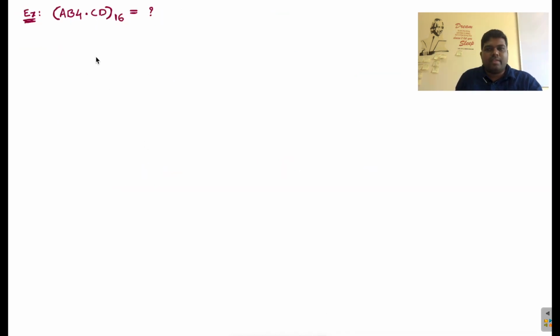Okay, this is our example, AB4.CD and base 16. So base 16 is nothing but what? That is hexadecimal number. Instead of this 16, they are providing capital H. Otherwise here I mention, or they will provide AB4.CD base H. Otherwise some textbooks they will refer like this, AB4.CD capital H. So like that also you can write. Okay, no problem. H means what? Obviously that is hexadecimal number system.